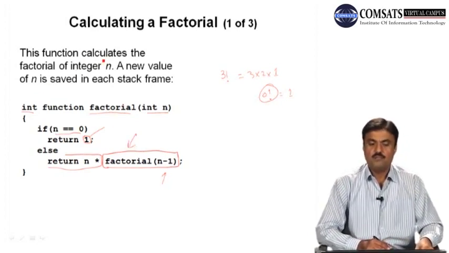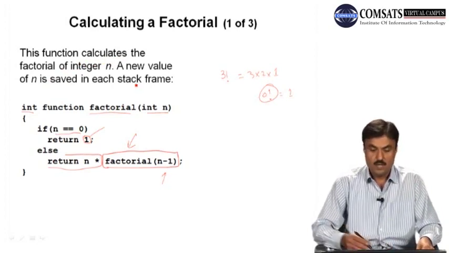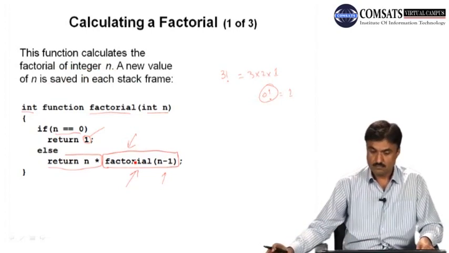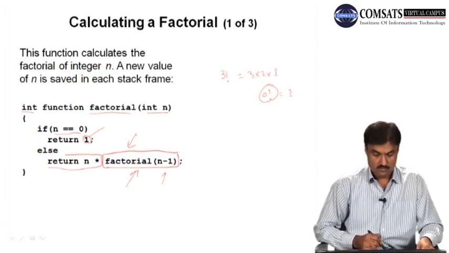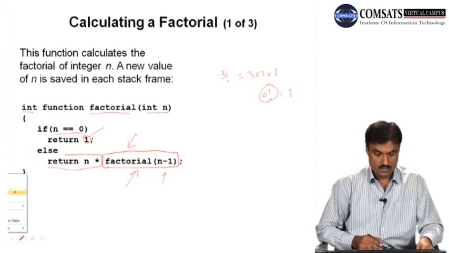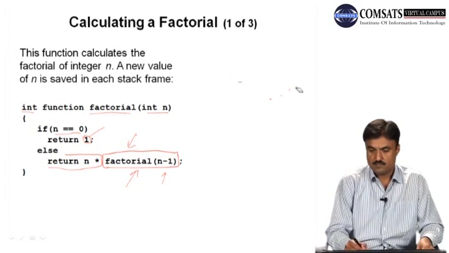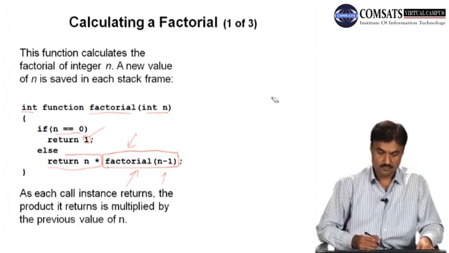So this function calculates the factorial of integer n, and a new value of n is saved on the stack frame and so on. So all these values which are being saved on the stack will be replaced at this point. Now if you want to see how this function will work, I can show you. So I can just erase this area, because here we will show.